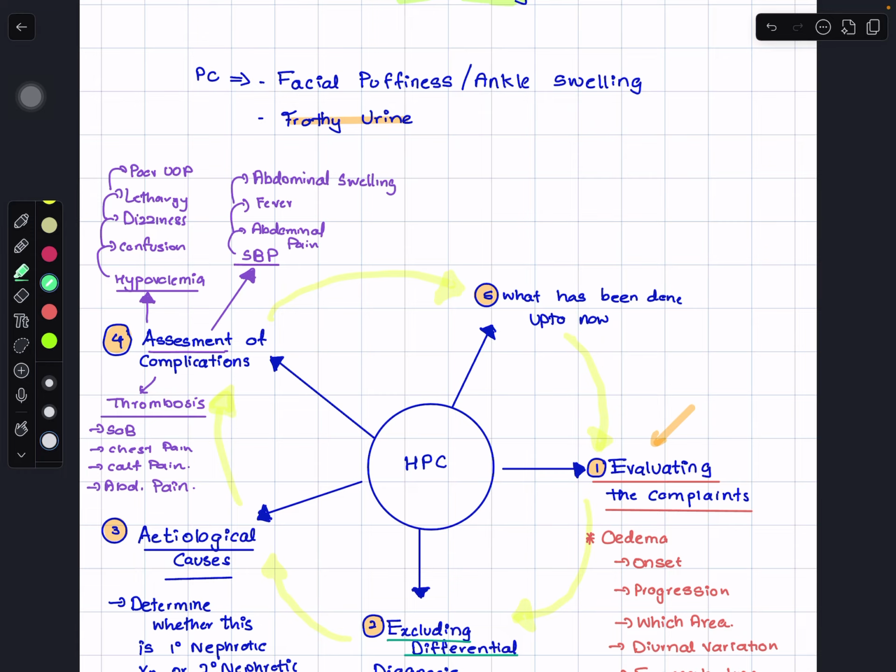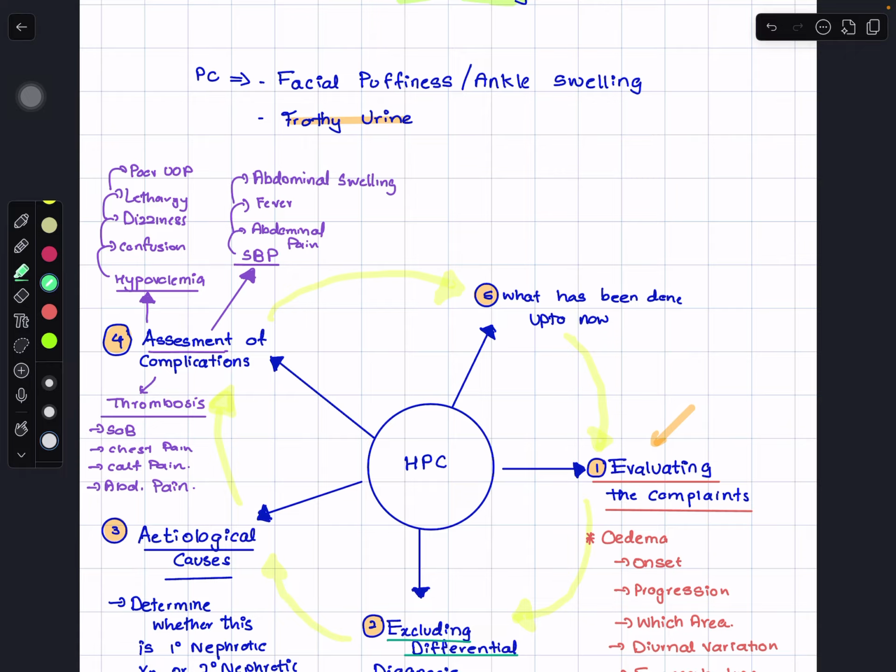So mainly most of the nephrotic patients have three main complications, one being hypovolemia, second being spontaneous bacterial peritonitis, and the third being thrombosis. So with regards to hypovolemia, we have to ask whether there was confusion, dizziness, lethargy, and was there a reduction in the urine output.